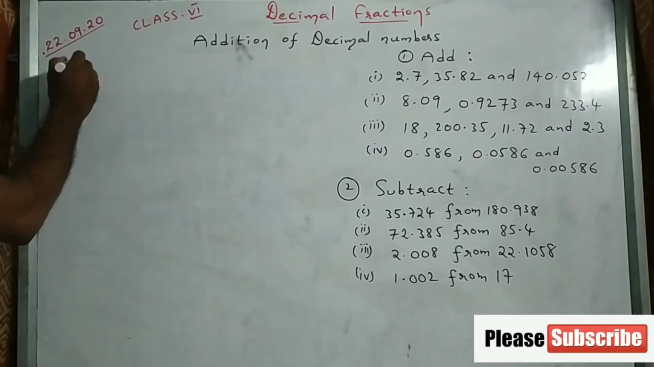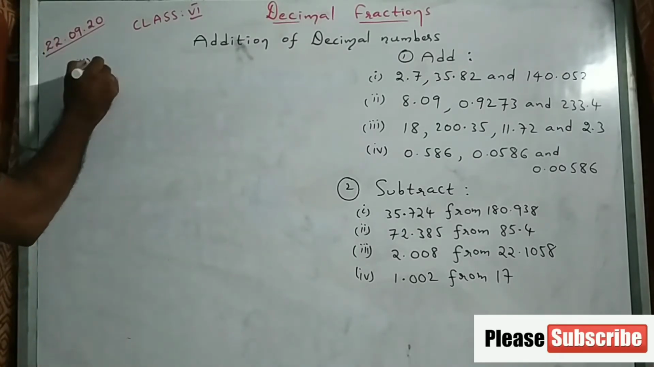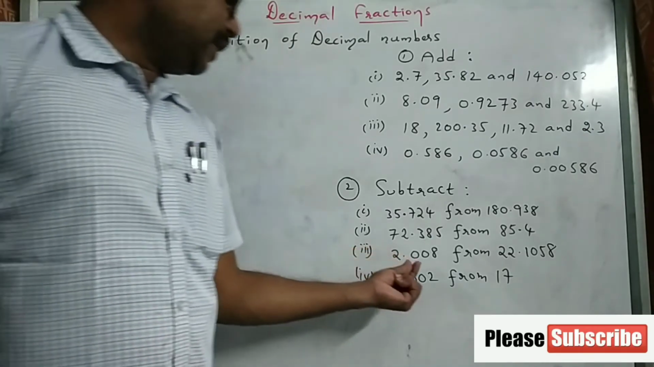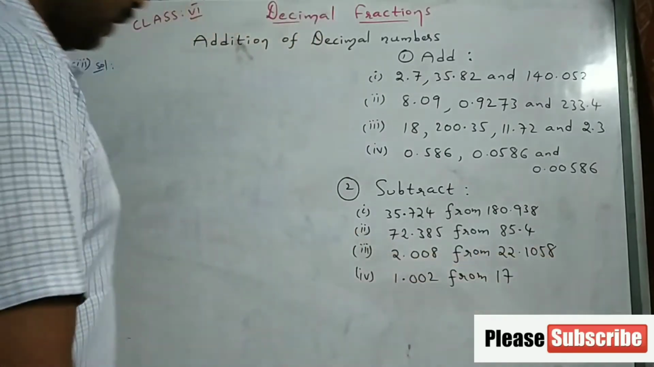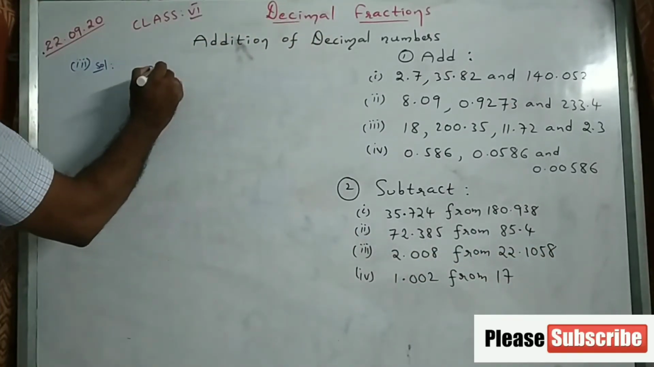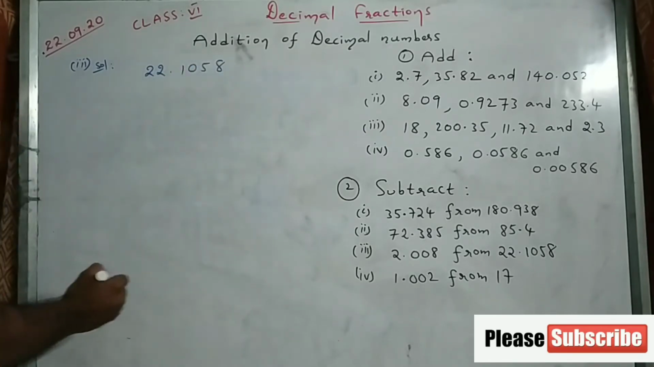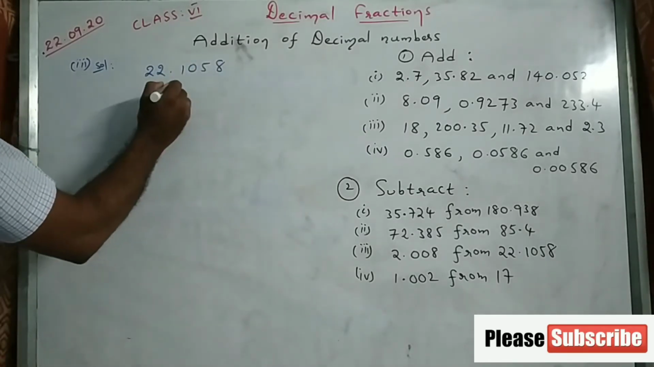Third, what is the third one? 22.1058 from this, 2.008. Write as it is. Now from there, what should you subtract?